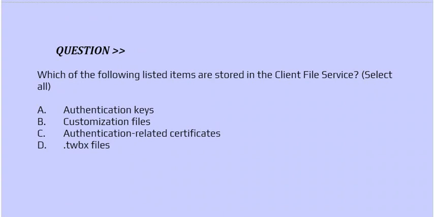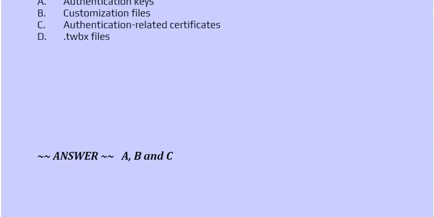Next question is, which of the following listed items are stored in the client file service? Select all. Option A, authentication keys. Option B, customization files. Option C, authentication related certificates. Option D, .twbx files. Correct answer is option A, B and option C.